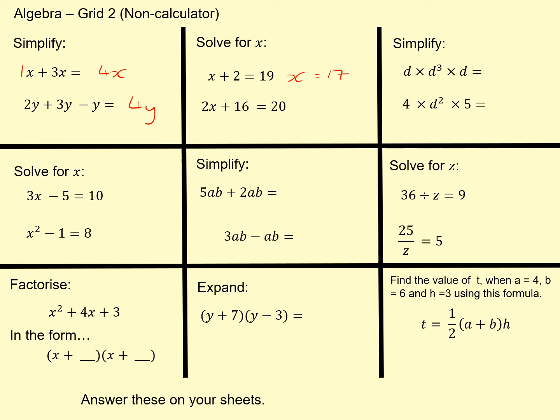The next one, 2x plus 16 equals 20. Working backwards, 20 take away the 16 is 4, divide by the 2 gets you 2, so x must be 2.